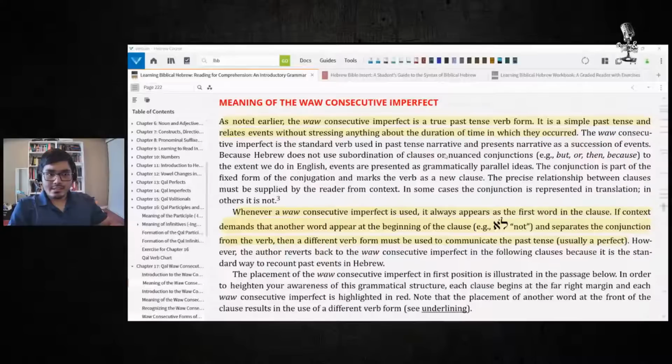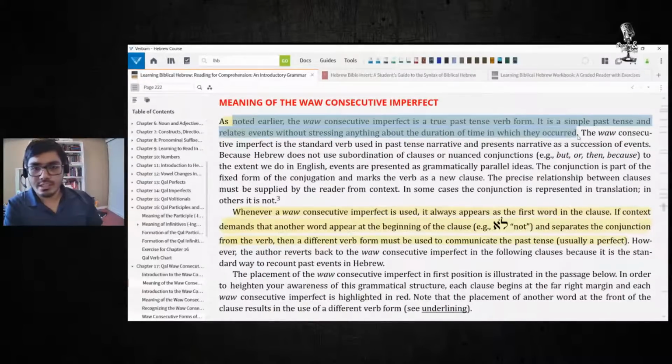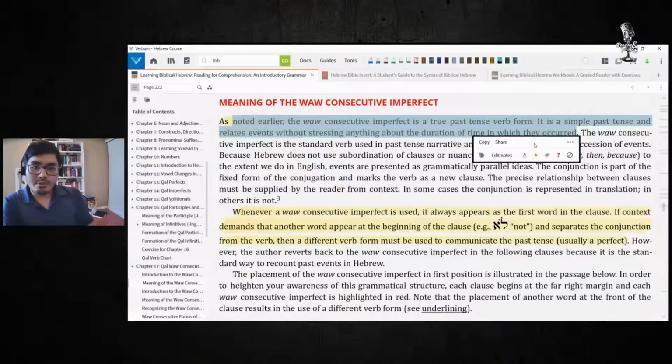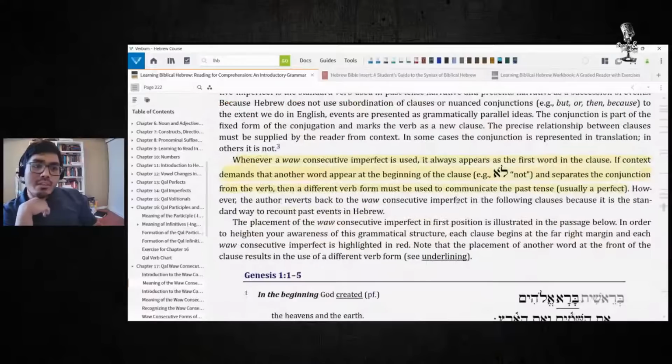Now, that being said, the vav consecutive imperfect is a true past tense verb form. So whenever you see it, it's referring to something that has already occurred. It could be something in the near past, or it could be something in the more distant past. And whenever the vav consecutive imperfect is used, it's always the first word in the clause.